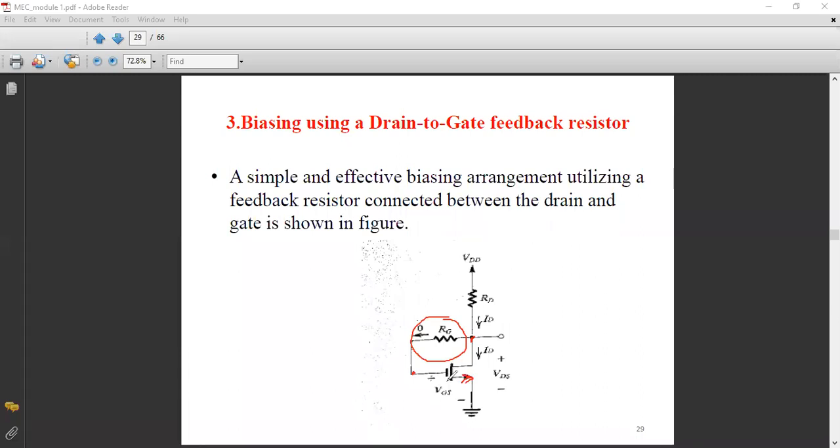And you are having a space here. That space indicates this is an enhancement type MOSFET. So this indicates an N channel enhancement MOSFET. And this is a drain resistance. And we are having a gate resistance connected between the drain terminal and the gate terminal. This is called the feedback resistor, because the output terminal is fed back to the input terminal through a gate resistance RG. That is why RG is called the drain to gate feedback resistor.